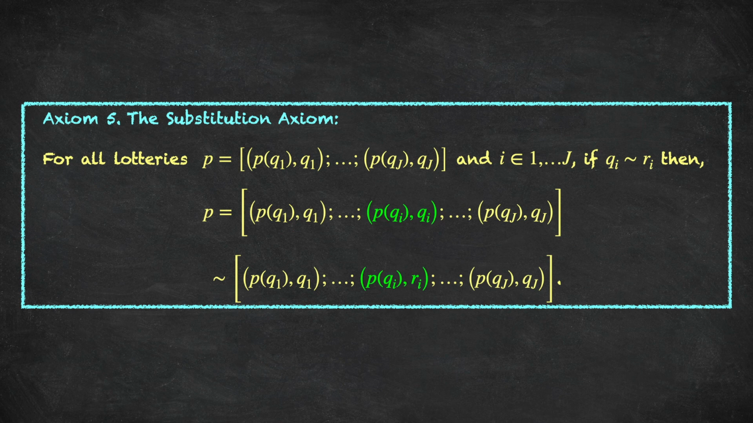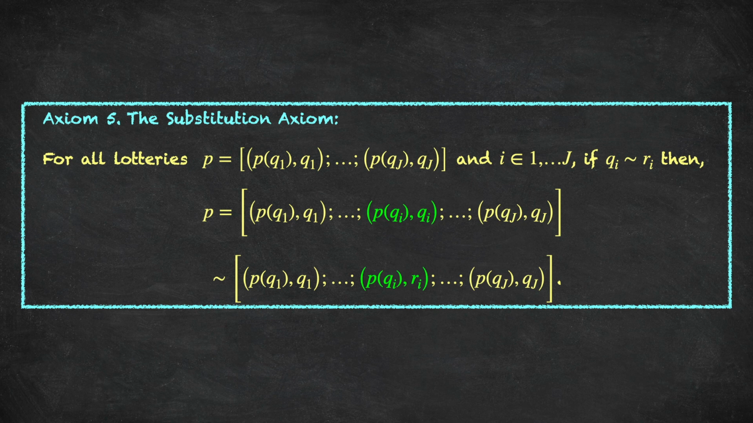The next axiom that we will use, axiom 5, is the substitution axiom. Okay, so we're going to phrase this as an axiom for compound lotteries that says the following. Essentially, when I look at a compound lottery, there is some probability of receiving different lotteries. Okay, now let's look at the green lottery here. I've labeled with some probability P of Qi, I receive a lottery Qi.